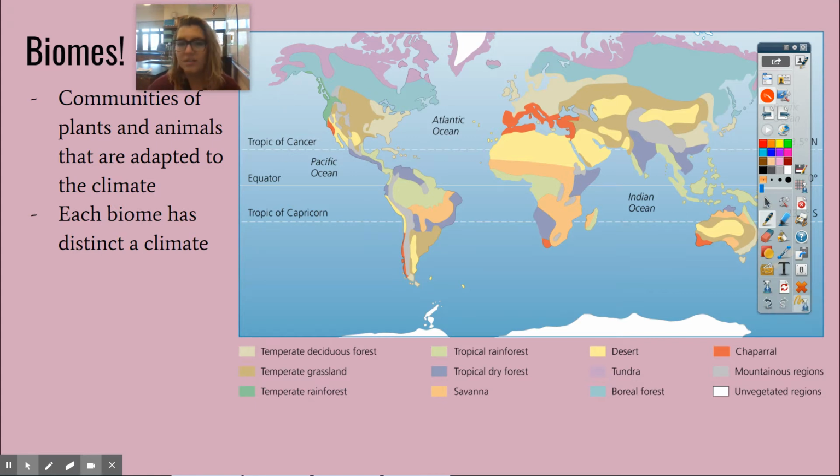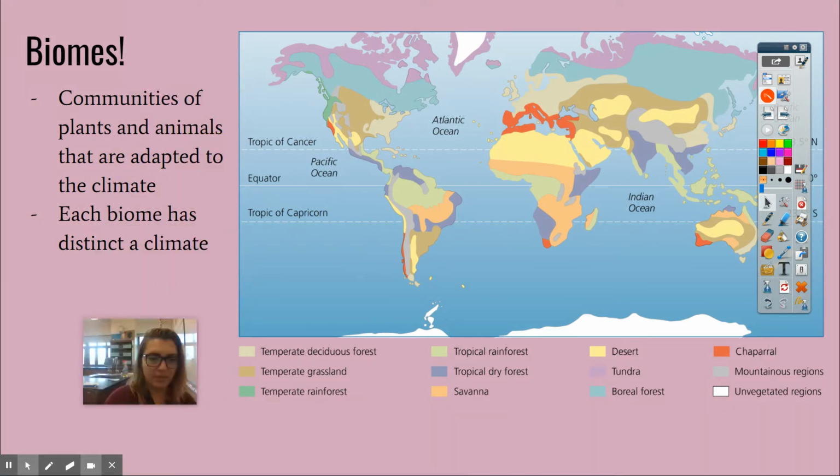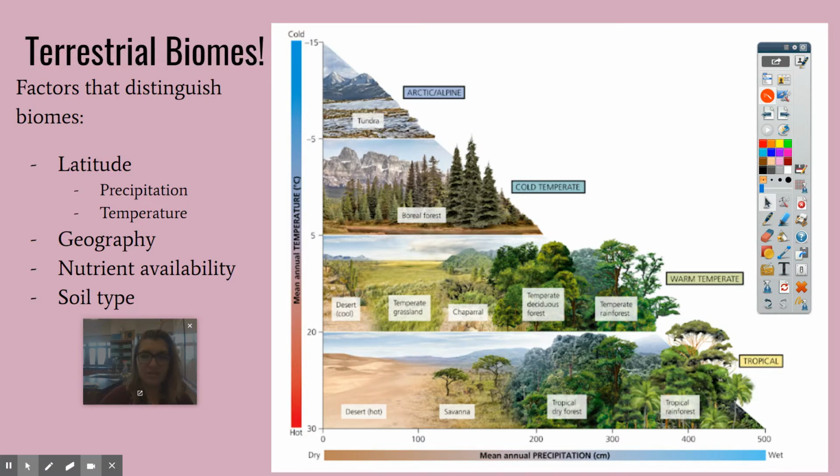All right, so they cross continents. It's not just in one continent, the different biomes. Okay, so the factors that distinguish biomes are going to be latitude.